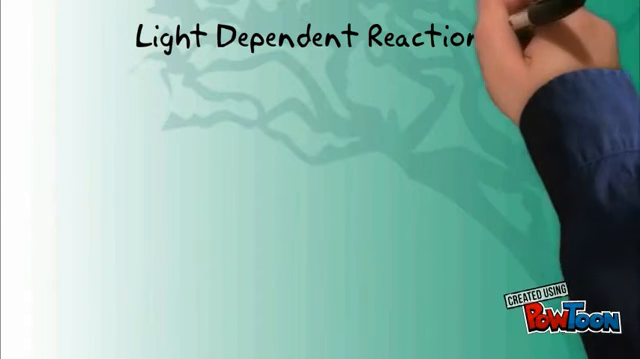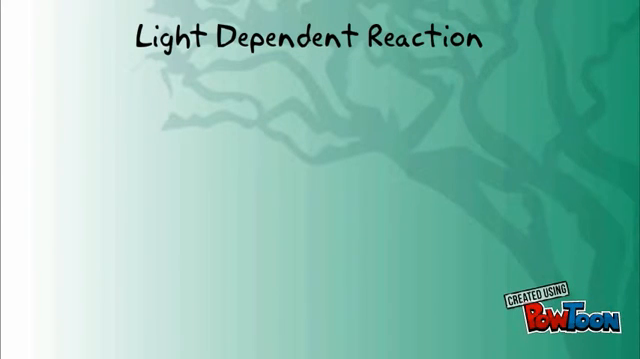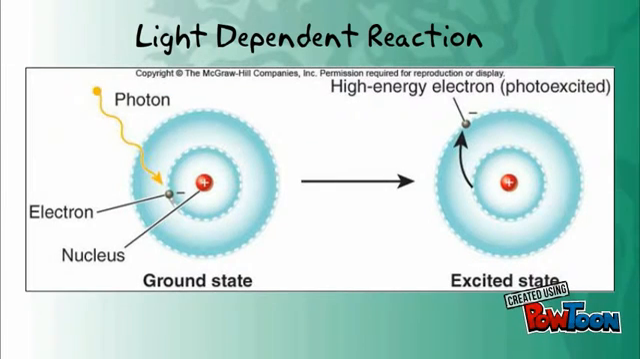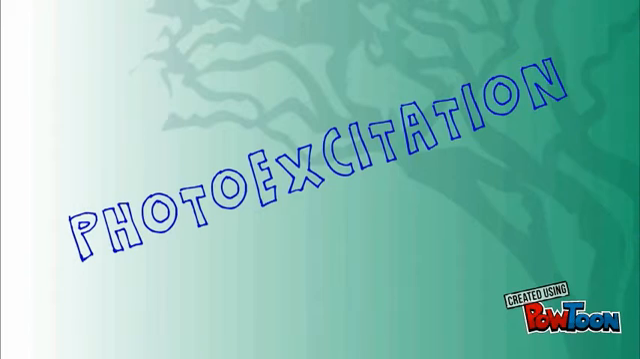Now, first we are going to talk about the light-dependent reaction. It all starts with the sun. A photon traveling from the sun hits a chlorophyll, and the electron absorbs the energy and gets excited. This process is called photoexcitation.